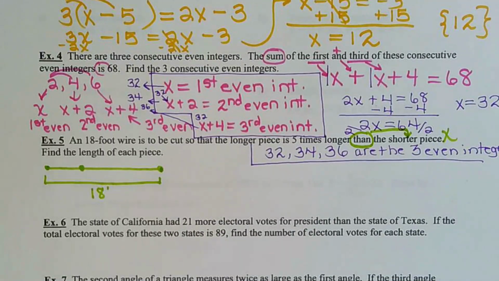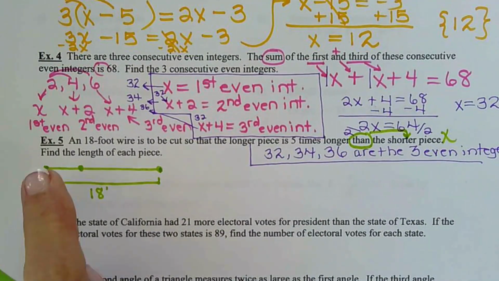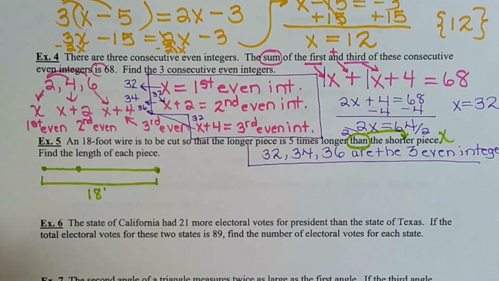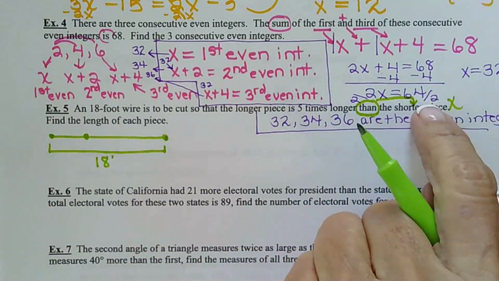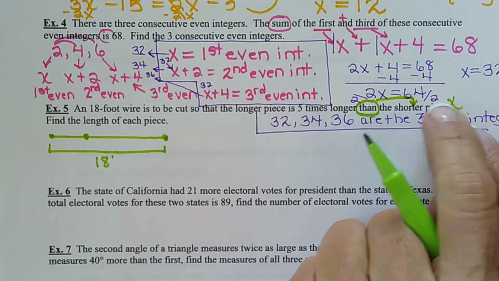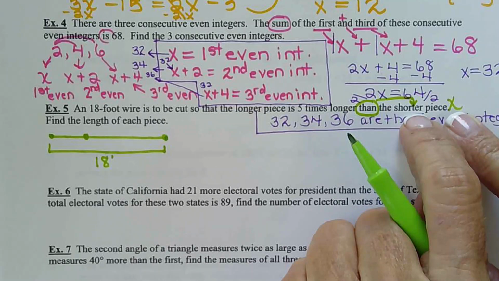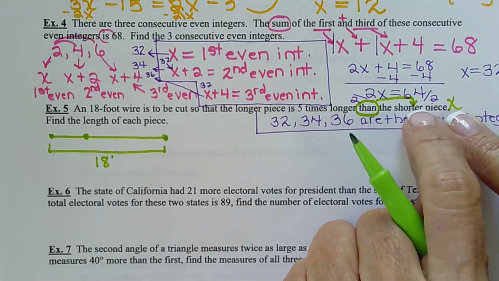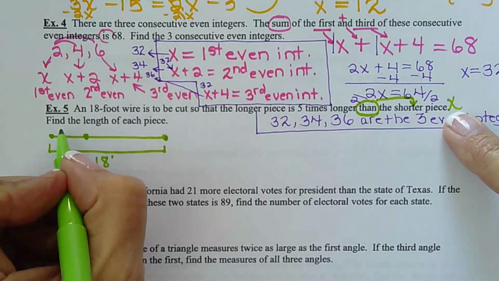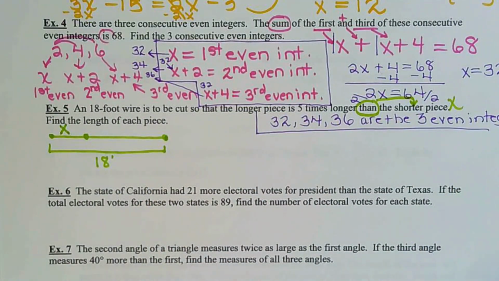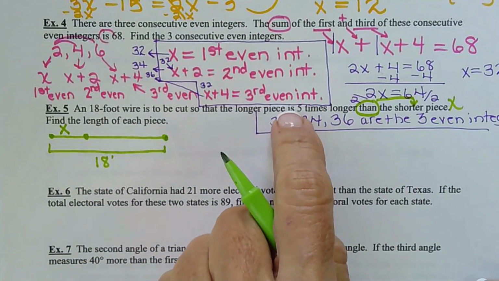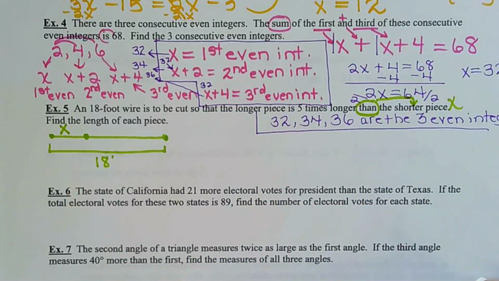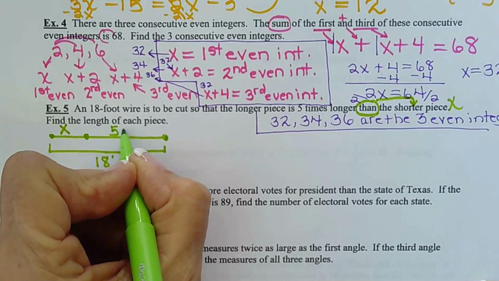That is such an awesome way to find your variable, because people will read this and they'll have no idea where to start. But if you're educated about the word "than," whatever follows "than" is X. And you can call it any variable you want. In this case, X is a good one to use. The longer piece is 5 times longer than the shorter piece. So I go to the shorter piece and I put X. And it says the longer piece is 5 times longer than the shorter. So 5 times the shorter.